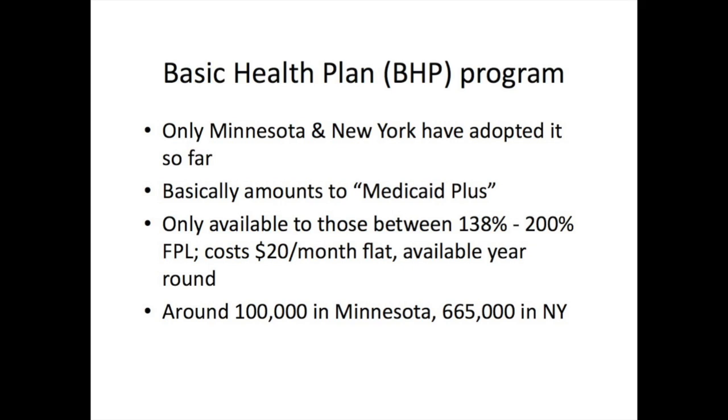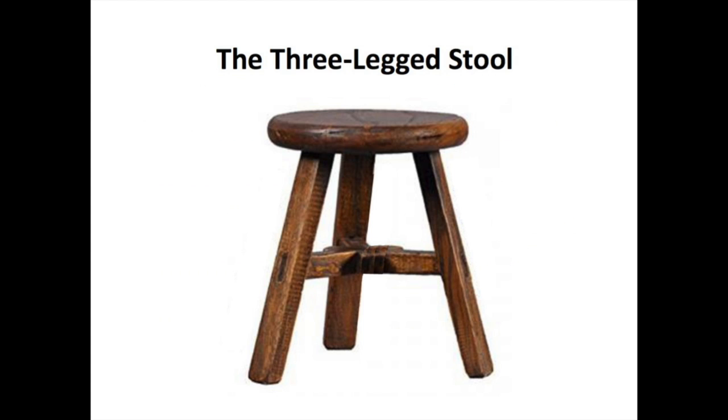The ACA also created something called the Basic Health Plan Program, which is sort of a Medicaid Plus arrangement. These are private policies for people earning between 138 to 200% of the federal poverty line, but unlike Medicaid, which doesn't usually require any out-of-pocket payments, BHP plans do have a flat $20 per month premium, and that program is only available in 2 states so far, New York and Minnesota. These cover around 750,000 people so far.